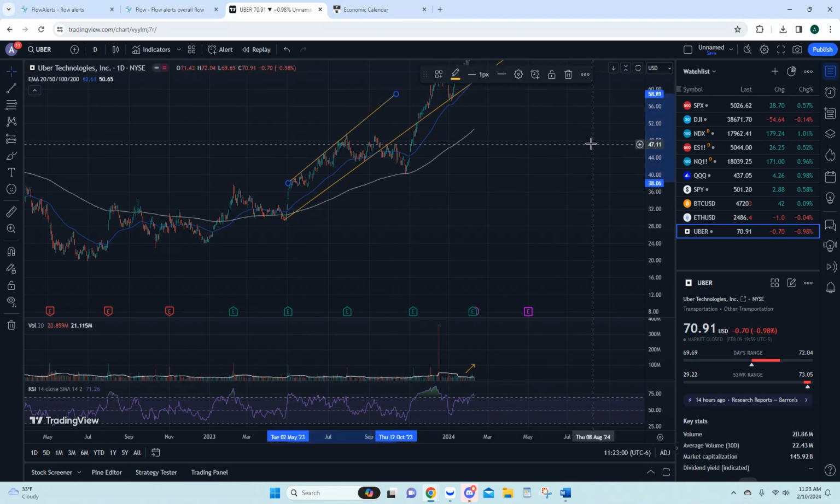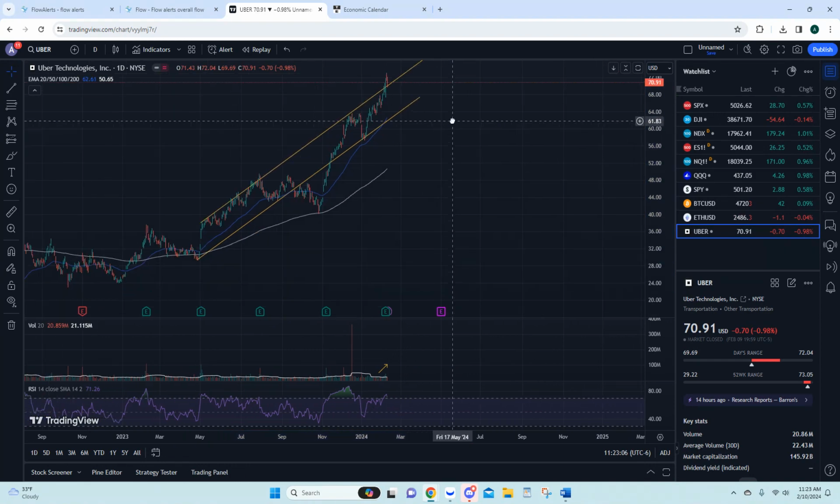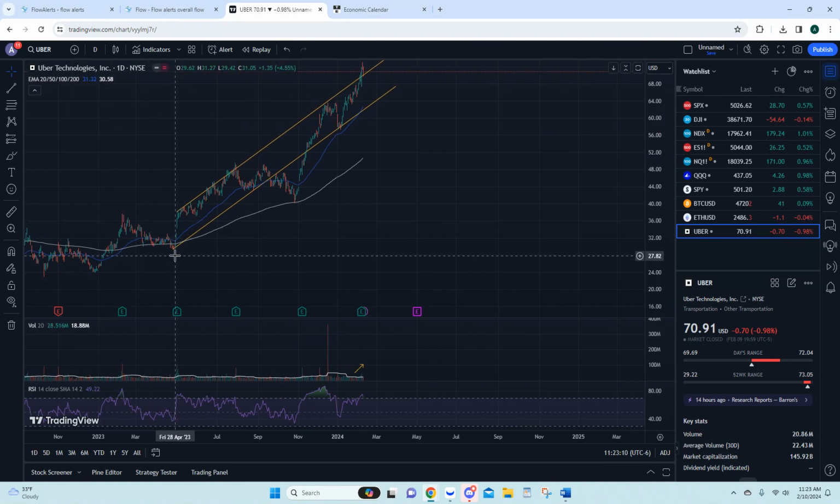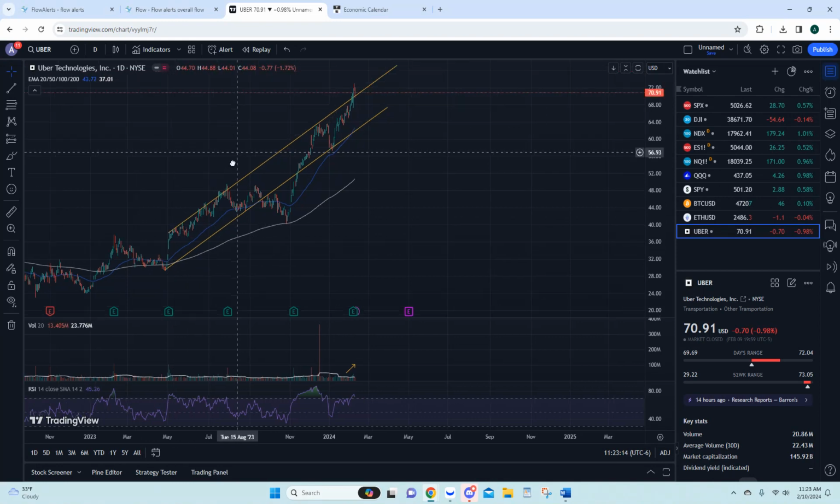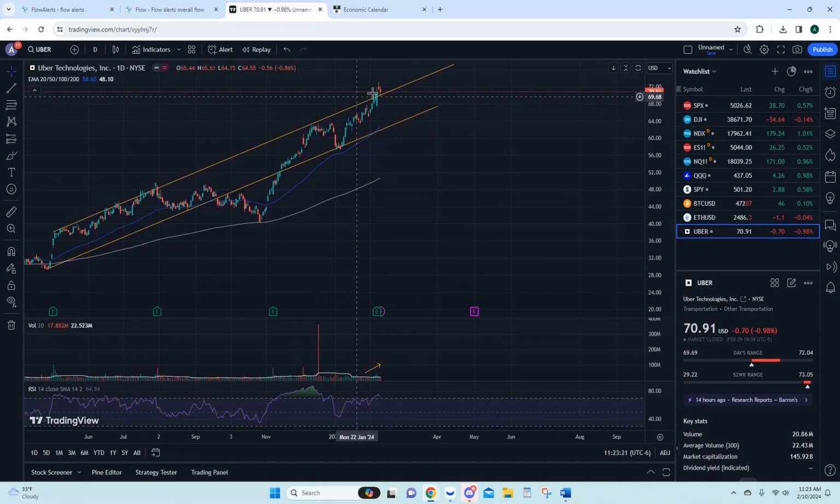You can always adjust it. I like to get as much data as possible. So here's that channel, going back to April 2023. And then obviously you can see we're testing the top of that right now, and it looks like we're bouncing there.